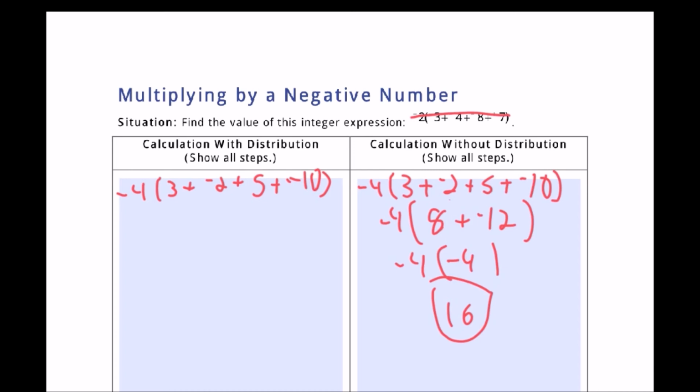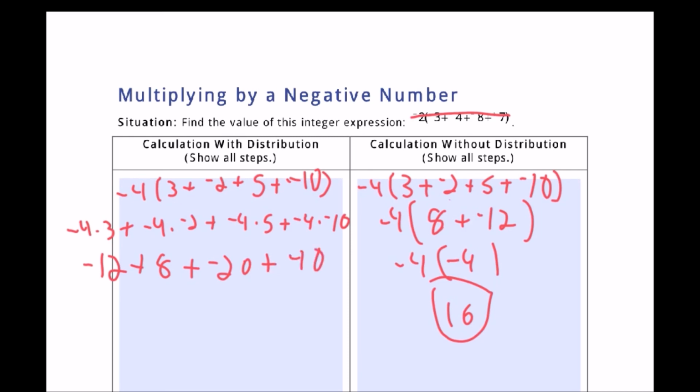So I redid it. If we do distribution here, we're going to do negative 4 times 3 plus negative 4 times negative 2 plus negative 4 times 5 plus negative 4 times negative 10. So negative 4 times 3 would be negative 12, plus 8, plus negative 20, plus 40. Again, I still like to combine my positives and my negatives together because it's all addition. 40 plus 8 would be 48, and negative 12 plus negative 20 would be negative 32. So negative 32 plus 48 gives me a positive 16.